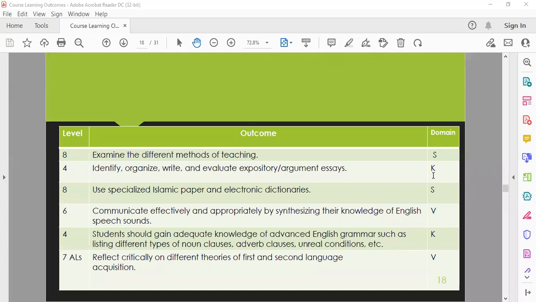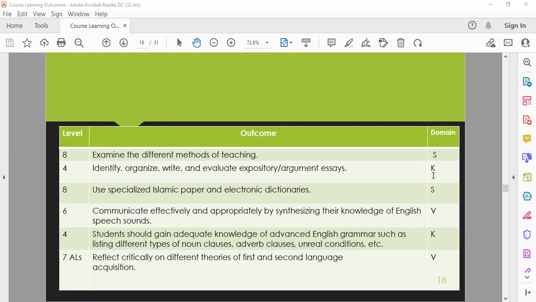And it is at the skill level. Translation 3, potentially. And you can't measure use. Yes. Thank you, Hassan. And also, do you think this is a clear statement, a clear outcome when it says use specialized Islamic paper? Unless you have gone through the course specification of this course, it might be difficult for you to put this outcome in a proper course. So they have to be very clear, very specific.